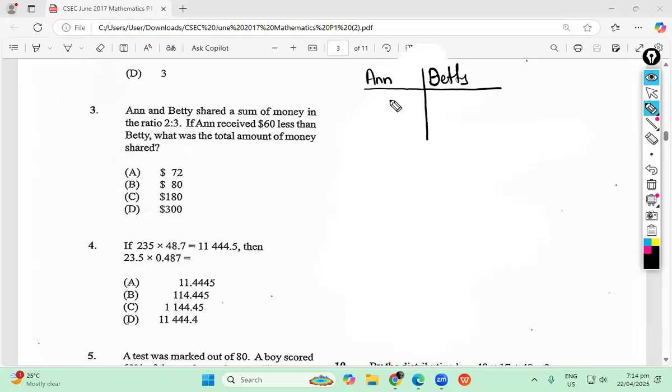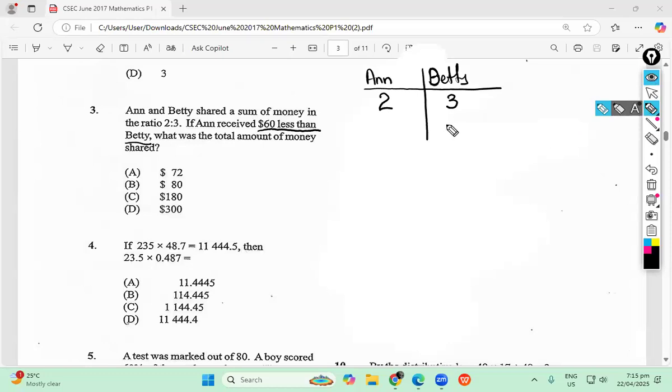Right. Now, the ratio is 2 to 3. Anne's portion is 2 and Betty's is 3. They said that in the question. They said Anne received $60 less than Betty. They never said in the question how much Betty got, right?